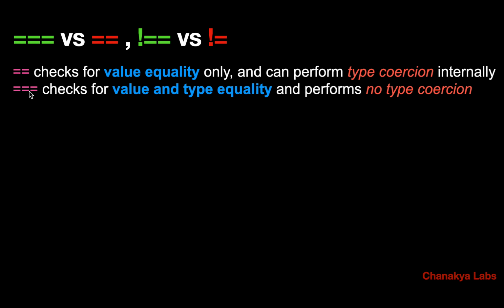Again, what is not equal? Not equal is just the opposite of this. So for triple equal to, the opposite is exclamation mark equal to equal to. For double equal to, the exact opposite is exclamation mark equal to.